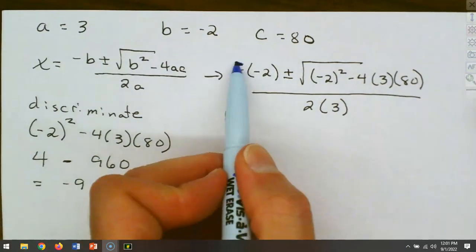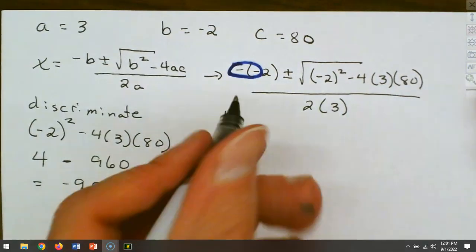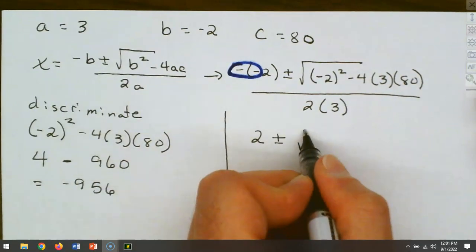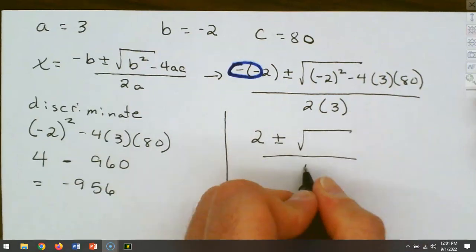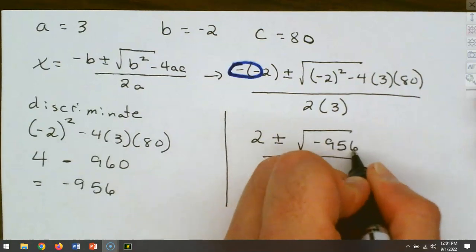Let's rewrite this over here. The double negative here, of course, makes that positive 2. Then we've got a plus or minus. We'll fill that root in just a moment. 2 times 3 is the 6. And we found that root to be a minus 956.